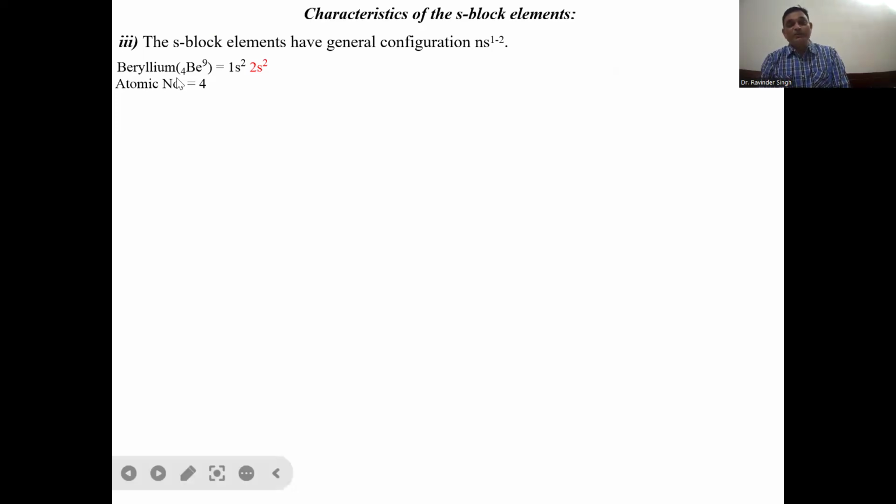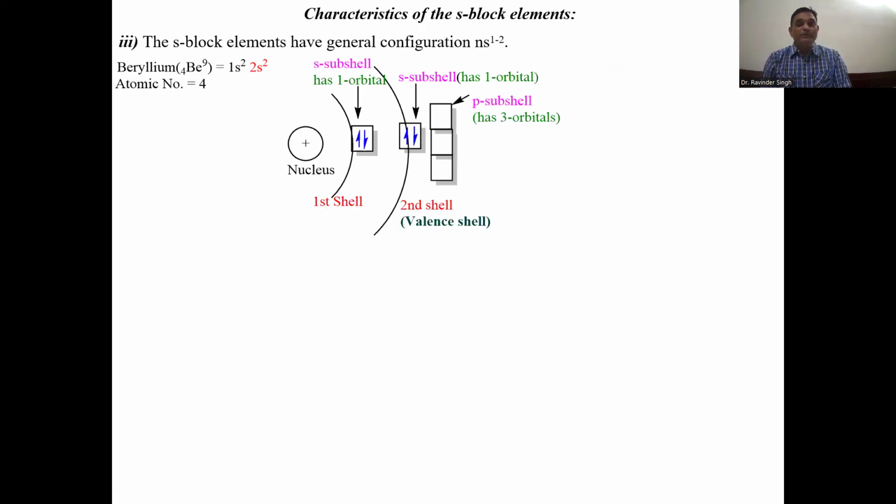You can see here for beryllium, atomic number 4, the configuration is 1s2, 2s2. And here is the diagram. That is the nucleus, where the protons and neutrons are present. In the first shell, there are 2 electrons, these 1s2 electrons. The 2s2 electrons are present in the second shell, and the orbital is of the s subshell, 1 orbital, and the p subshell is vacant here. So in the case of beryllium, the p subshell is vacant.